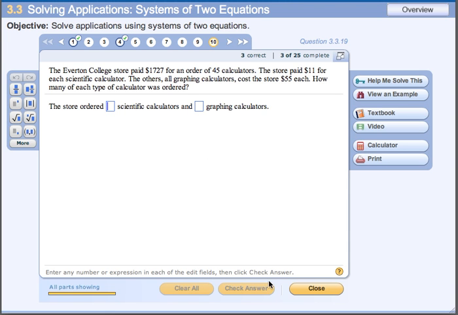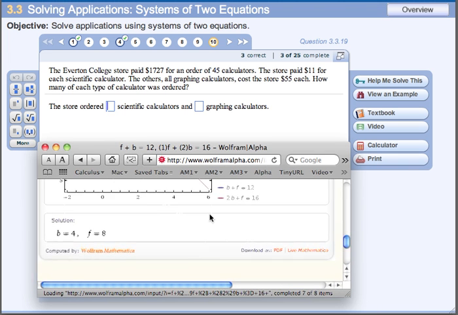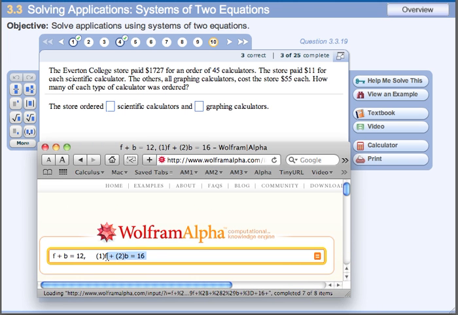So I'm looking for the simple sum. There are two types of calculator. There's a graphing calculator and there's a scientific calculator. So I'll use S and G, and what is my simple sum? Let S equal the number of scientific calculators, let G equal the number of graphing calculators. Together, how many are there? Well, that first sentence tells us there's 45 of them. So I have found my simple sum.